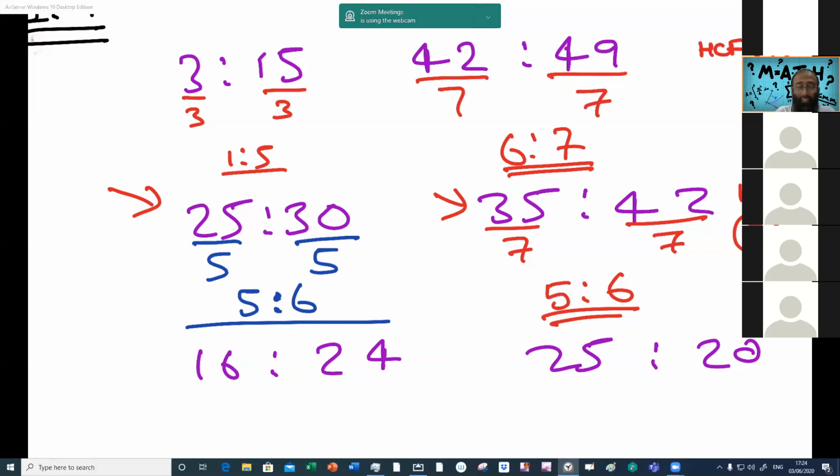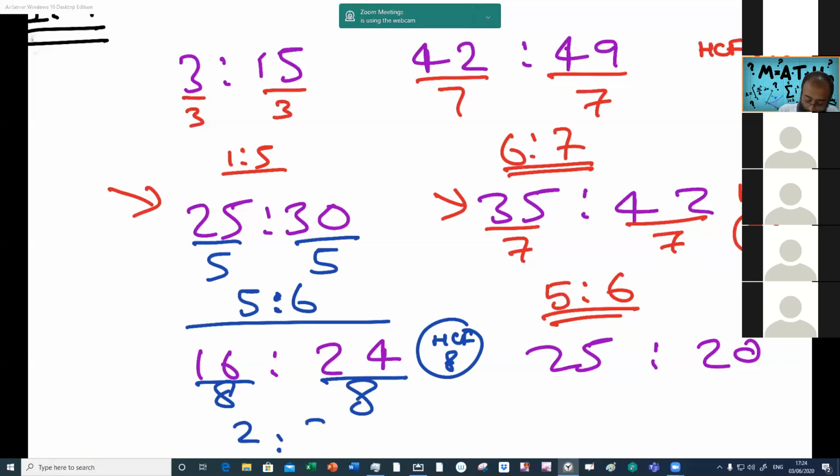Okay, the next one, 16 to 24. Do that one as well, please. 16 to 24. So they both get divided by 8. Fantastic. Highest common factor 8. So divide that by 8. Divide that by 8. What's that give us? 2 ratio 3. Fantastic. Okay, beautiful answers there.